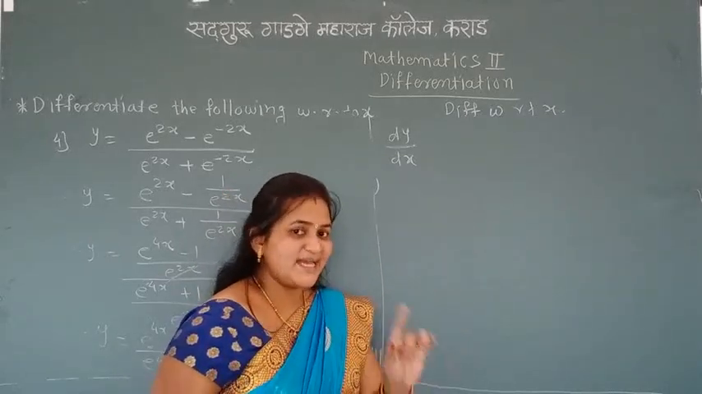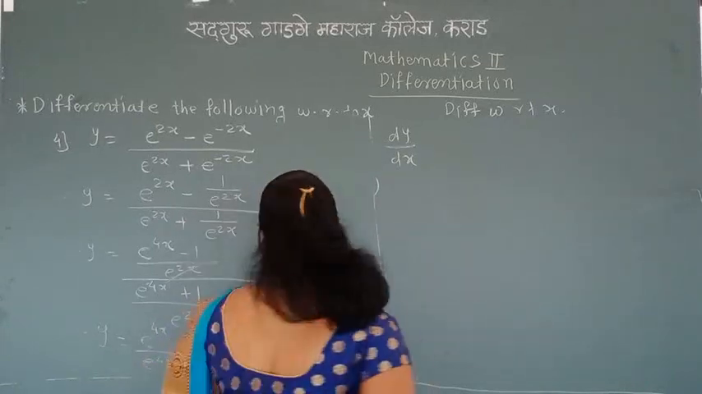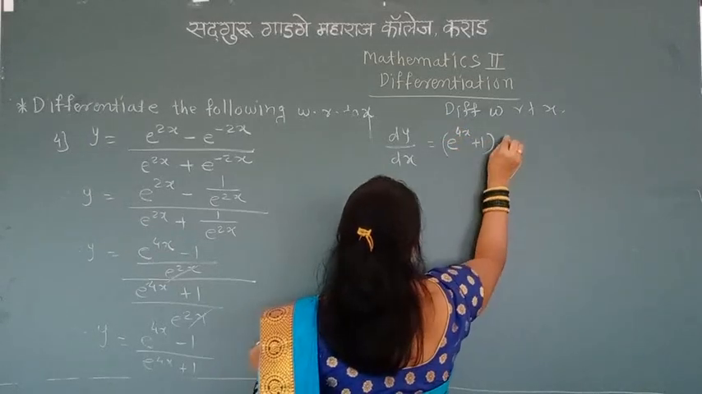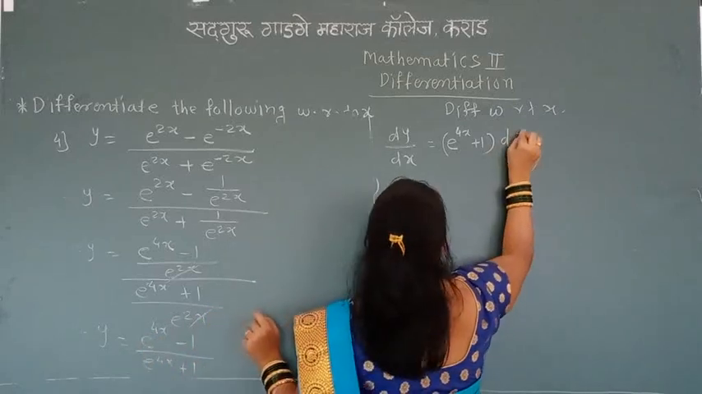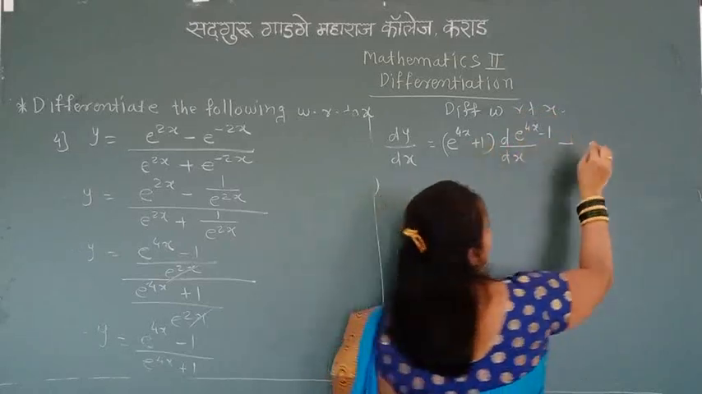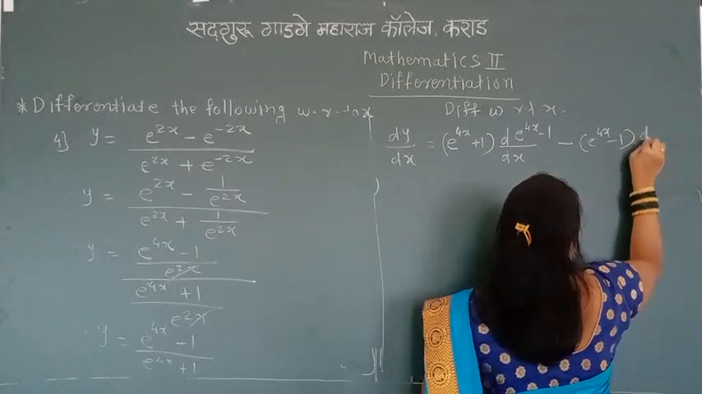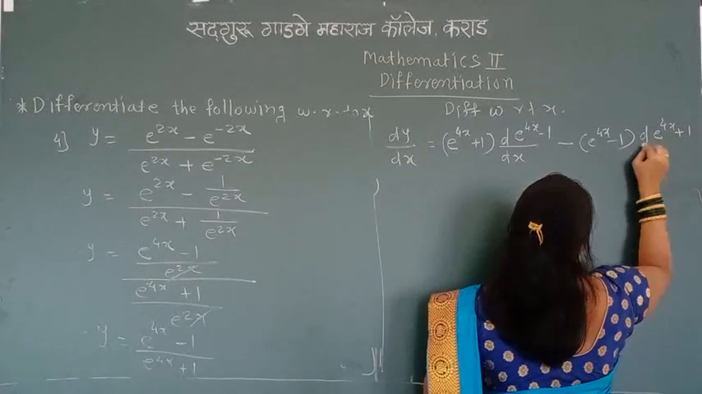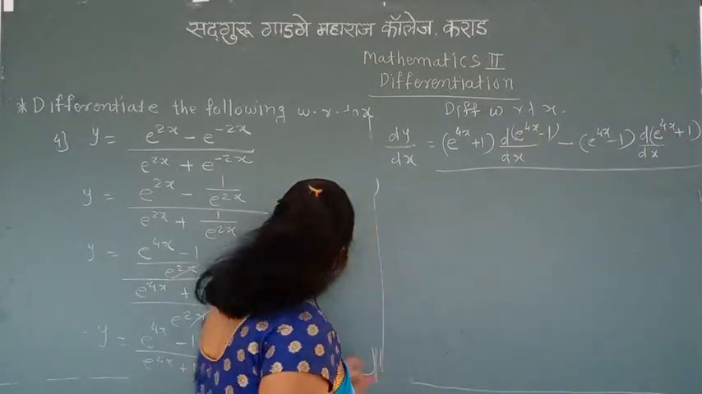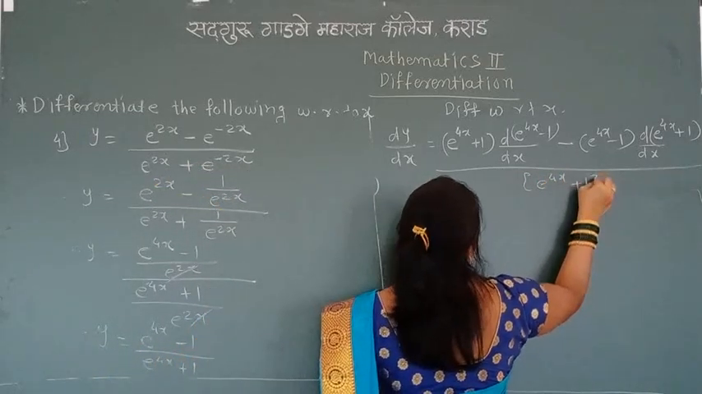Differentiate u with respect to x minus u times the derivative of v with respect to x, divided by v squared. So we get e raised to 4x plus 1 as it is, and the derivative of v, what is v here? e raised to 4x minus 1 with respect to x, minus e raised to 4x minus 1, which is u, times the derivative of v, e raised to 4x plus 1 with respect to x, divided by v squared. What is v here? e raised to 4x plus 1, so divided by e raised to 4x plus 1 whole square.